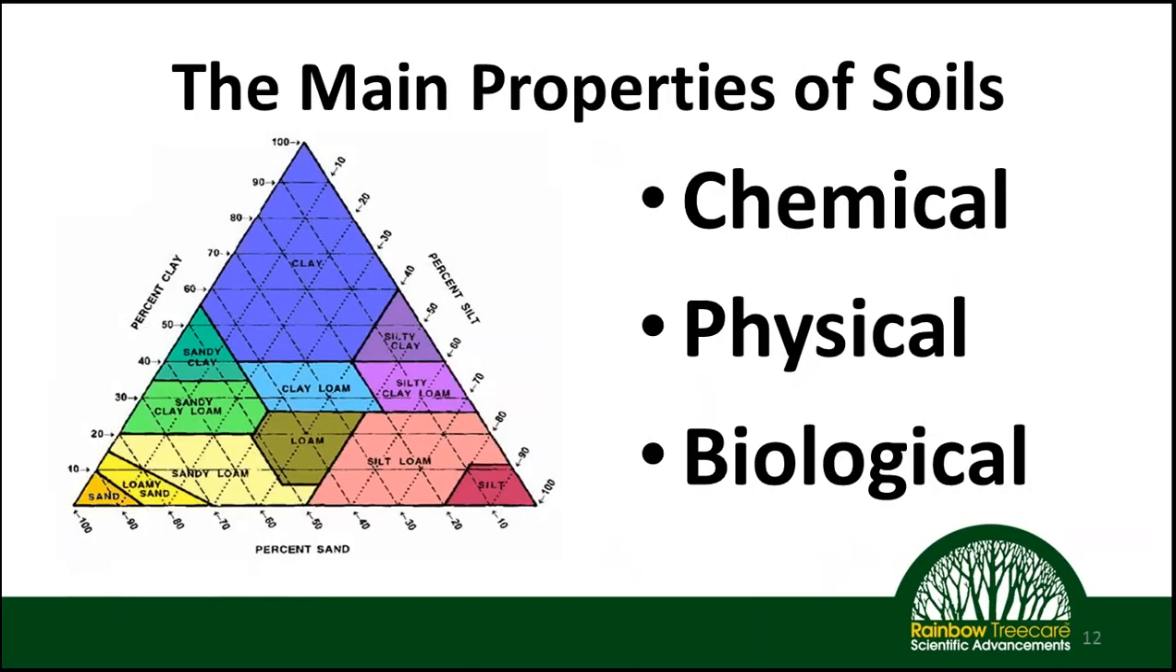Well, if we step back from that and look at what are the main properties of soils that we can analyze or describe or work with, it basically falls into these three areas: chemical, physical properties, and biological properties. And each one of those is important in its own way, and we can work with that in particular ways too with tools we have available.